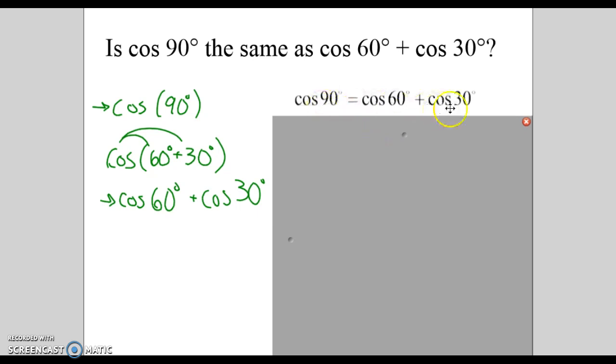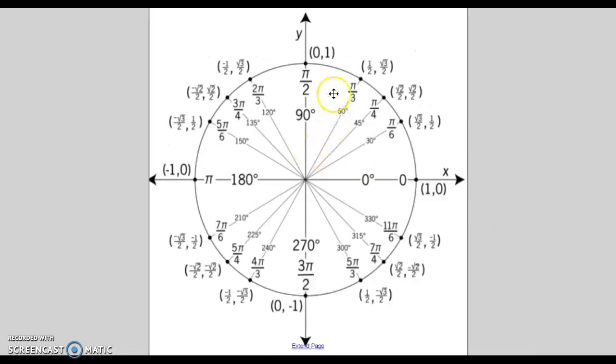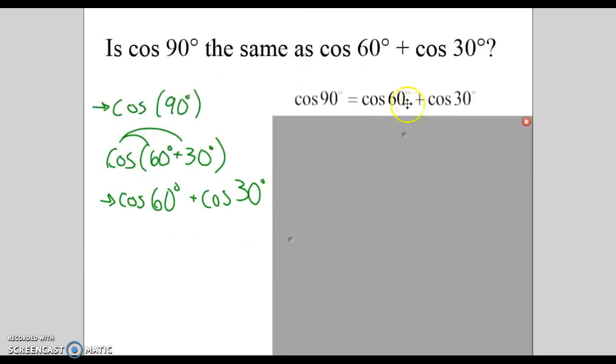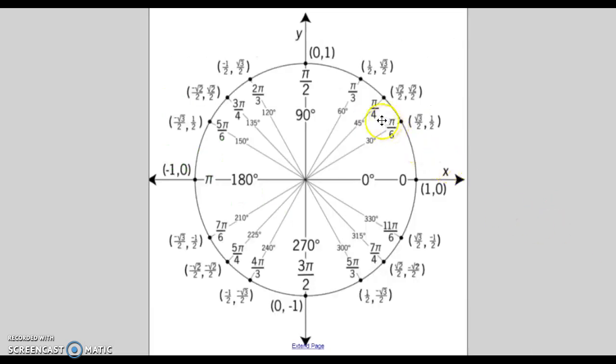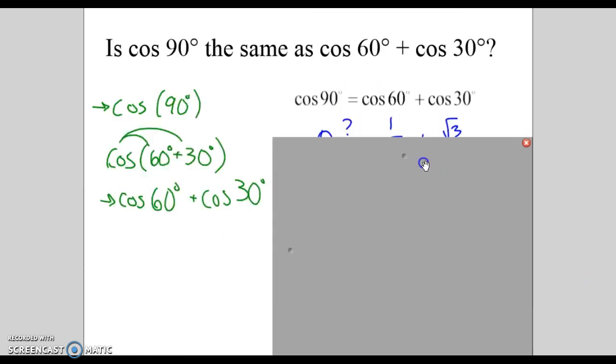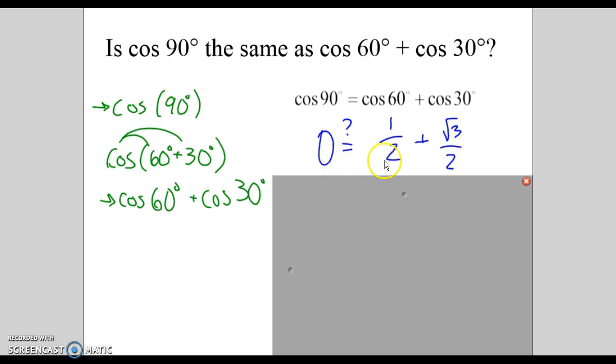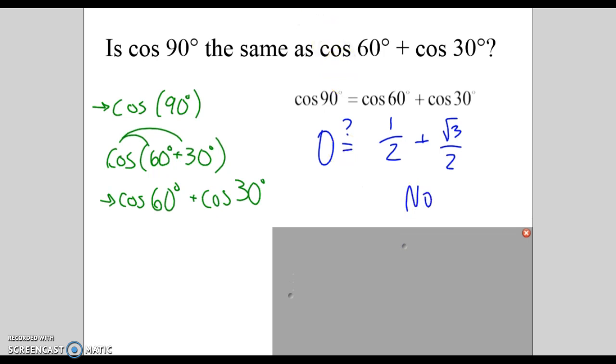Well, we can look up all three of these values on our unit circle. If you look up cosine of 90 degrees, you will see that it is indeed 0. And then cosine of 60 degrees and 30 degrees, the x-coordinate at 60 degrees is a half, and at 30 degrees is square root 3 over 2. So we get this. Now, is 0 the same as 1/2 plus the square root of 3 over 2? No, it is definitely not. So the lesson here is basically that you cannot distribute trig functions.